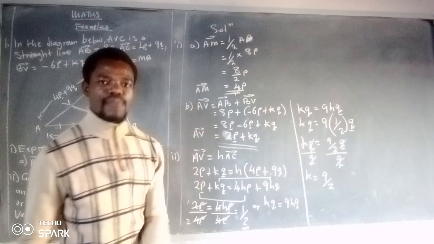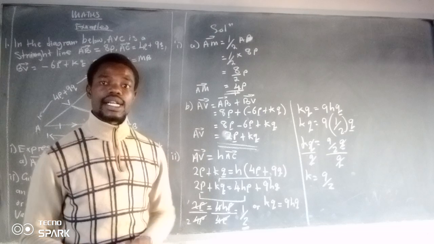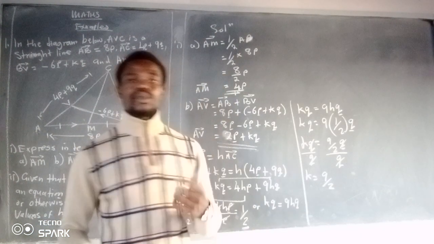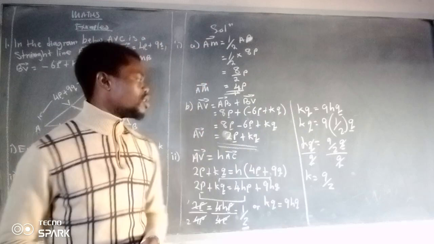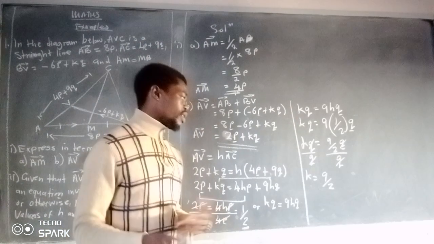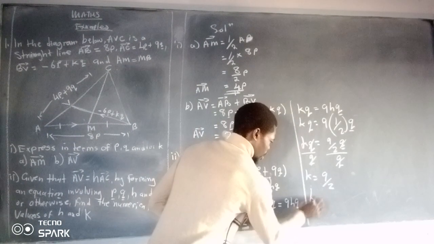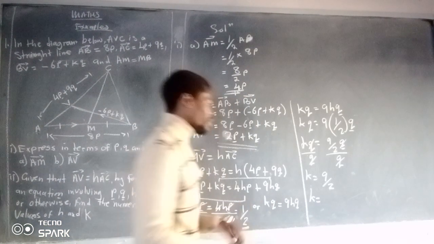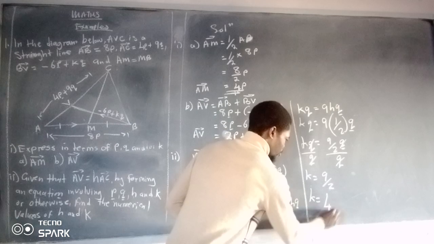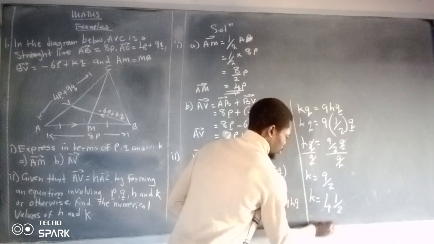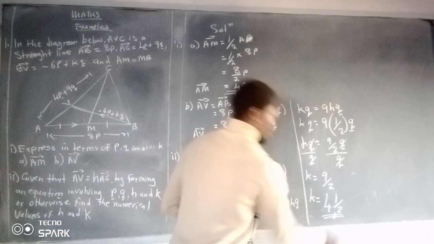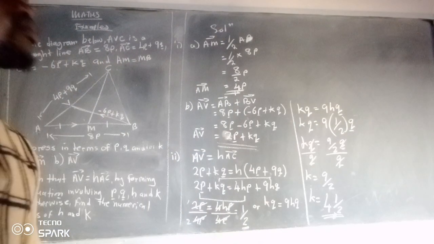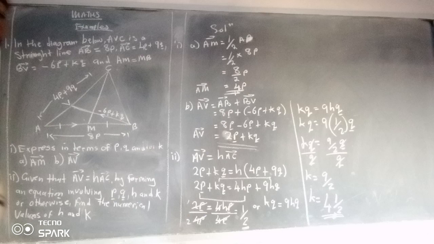Mostly, I don't advise leaving your answer like this, because this answer is an improper fraction. You can leave it as a mixed fraction, it's fine. So we have K is equal to 2 into 9, that will give you 4, remainder 1, so 4 and 1 over 2. That will be your answer. Go through that question and be able to find correct answers.